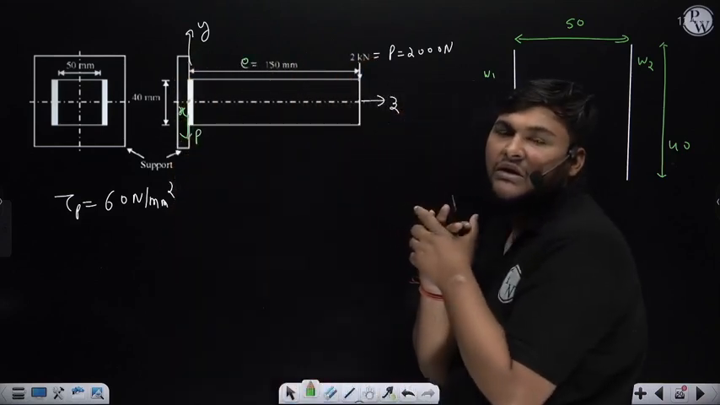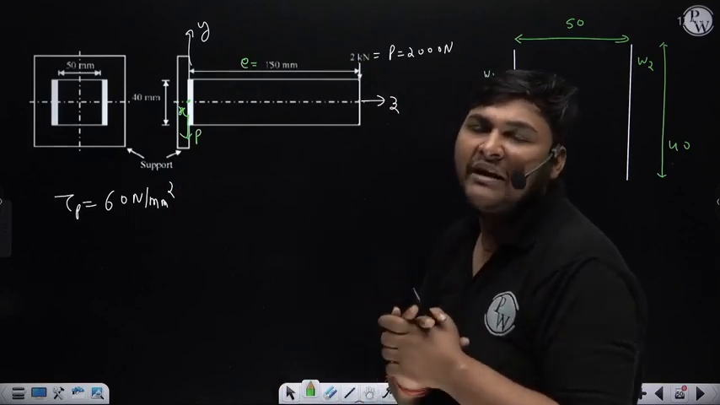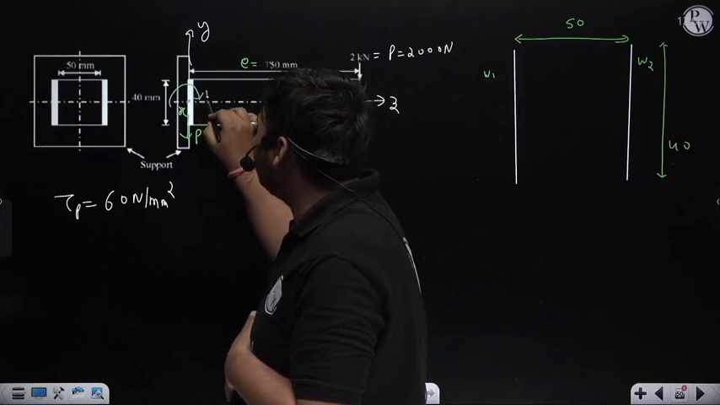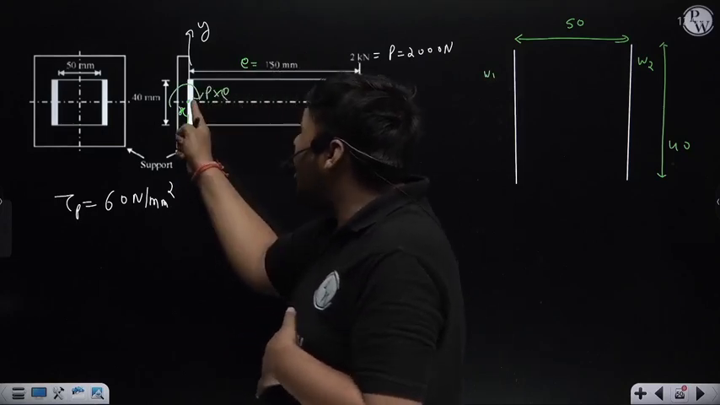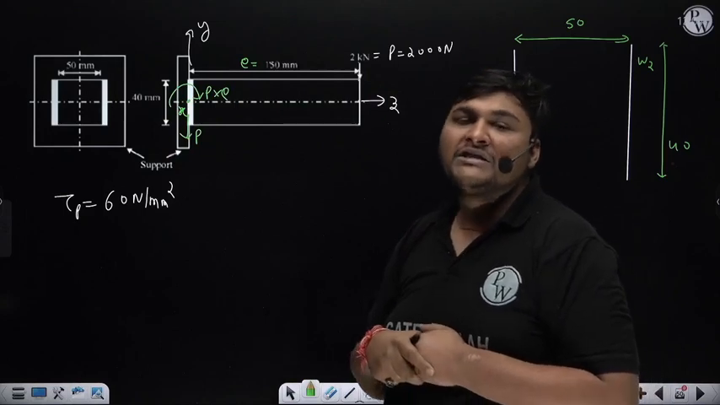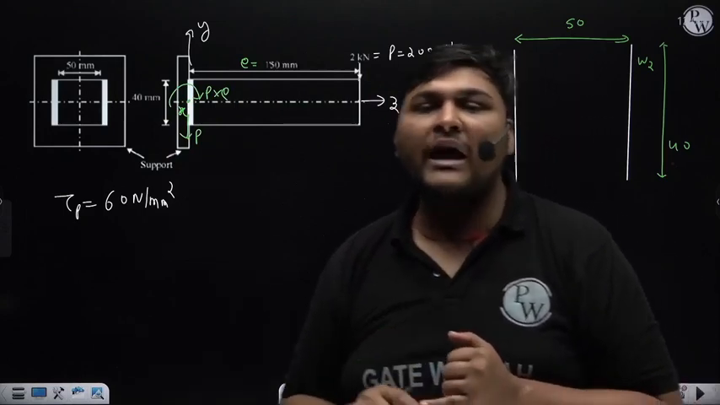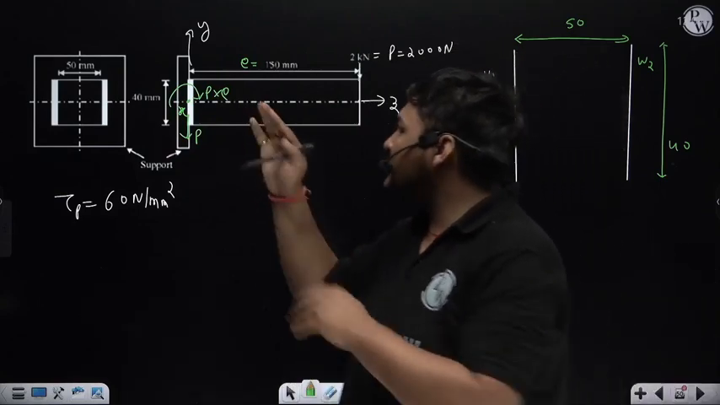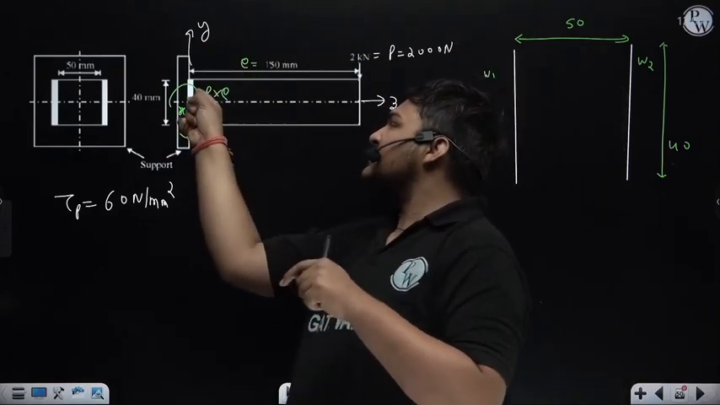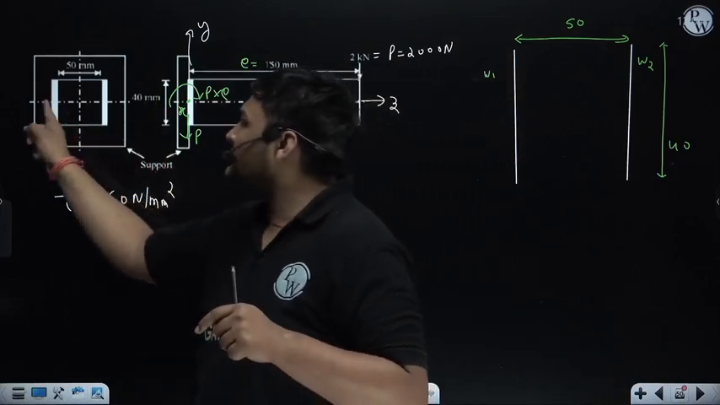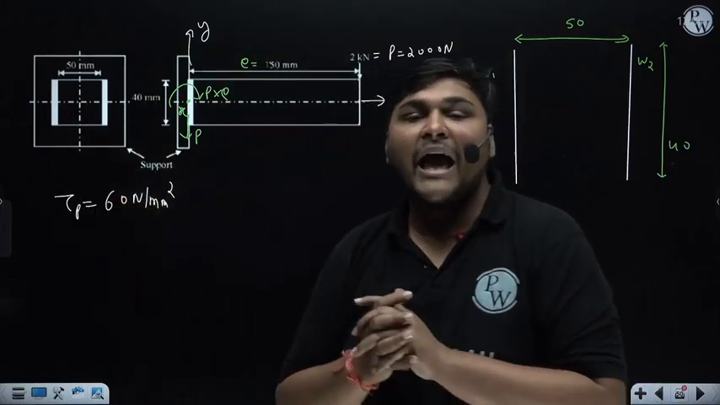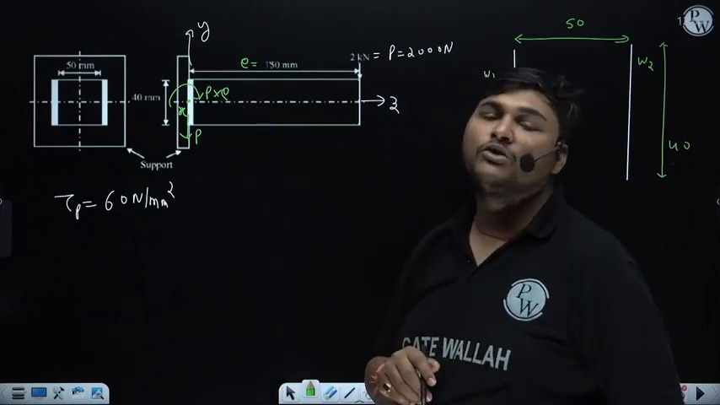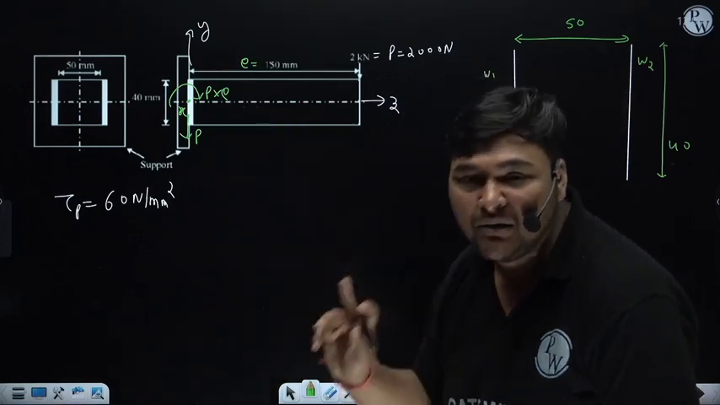I am denoting this distance as E, which is the eccentricity. So if you transfer this load P to this location, one moment will come, that is P into E, about the centroidal x-axis. Now see, the centroidal x-axis is along the axis of the plane of weld, or the perpendicular axis of the plane of weld. You can see the plane of weld is like this, and this is the centroidal x-axis, in the side view also. Since this moment is coming about the along axis of the plane of weld, it will act as a bending moment for the weld.